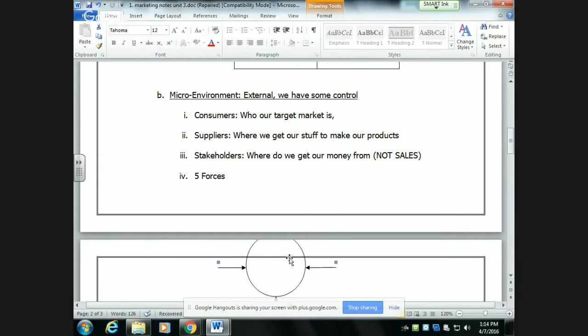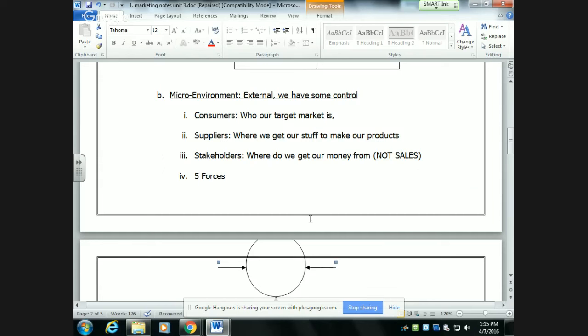So do we get our money from our CEOs? Do we get it from our investors? Do we get it from our taxpayers if we're, you know, a sports team or something like that? Basically, where do we get our money from that is not revenue from sales? Okay, and that should cover us for the notes.